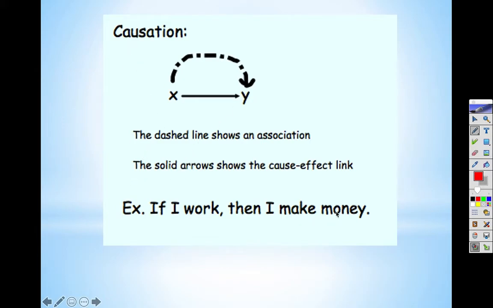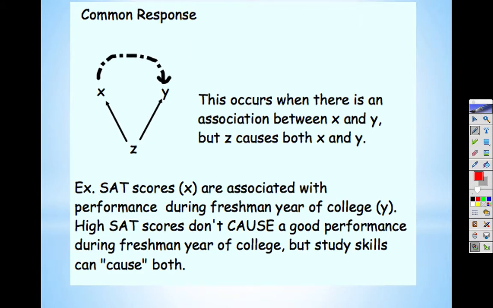What's an example of when causation is? If I work, then I make money. Does working cause you to make more money? Yes. But are work hours and money associated? They sure are. But sometimes it's really cause effect. Causation is the least popular. Common response is the most popular. What does this mean? A picture makes it easy to understand. Just give it a chance.